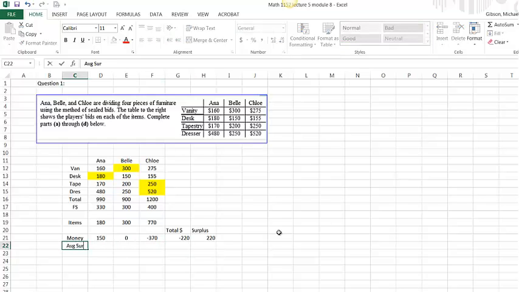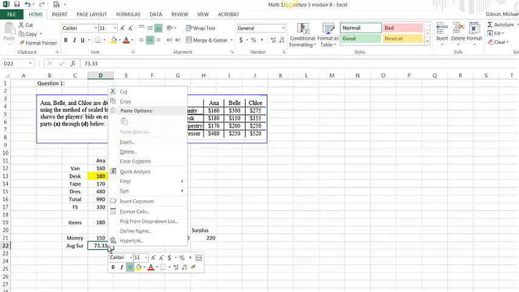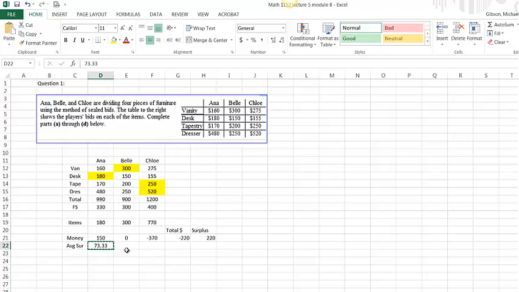Then we want to figure out the average surplus, and that's just the surplus divided by the number of players. Okay? Alright. 73.33. Now we need to round that to the nearest penny because we can't pay fractions of a penny, right? So I'm just going to type 73.33 right over the top of that now that I know it. And you can copy it to the other two.